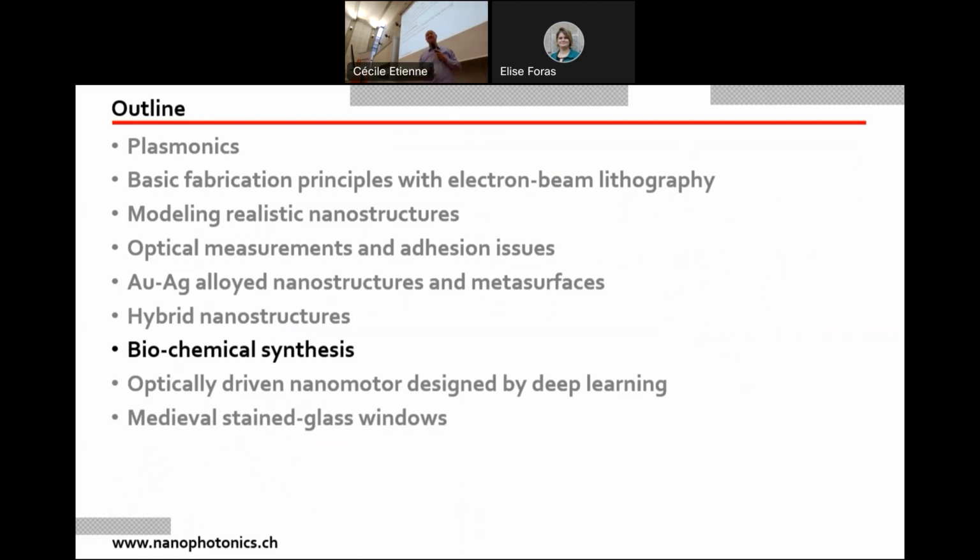Continue a bit towards chemistry, biology. I must say, as I mentioned at the beginning, I'm really impressed by this program you're a part of and the breadth of the program. We also try to do a little bit of biology, but this is really very much preliminary work. But nonetheless, I think I'd like to mention it here because maybe it can be of interest.